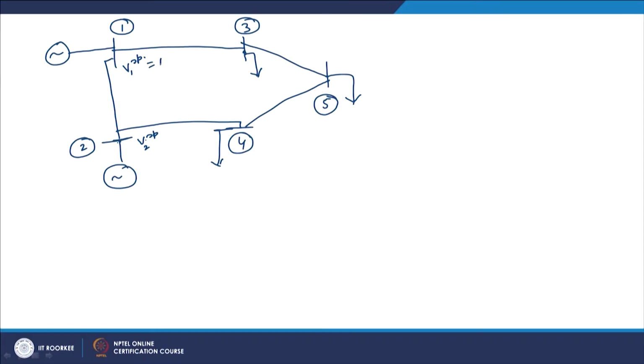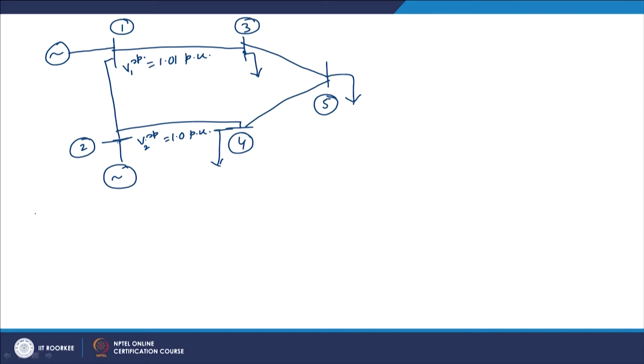For example, let us say V1 specified is 1.01 per unit and V2 specified is 1.0 per unit. Then the excitation system at generator 1 will always try to maintain this bus voltage magnitude at 1.01 per unit, and the excitation system of generator 2 will try to maintain this bus voltage at 1.0 per unit.